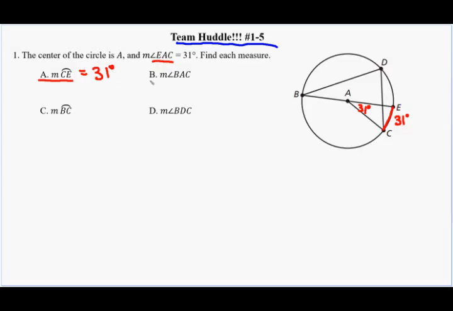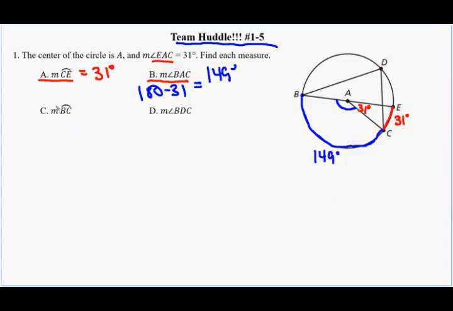Okay. Up next, part B, measure of angle BAC. Well, here's B to A to C, so we're looking for this angle. BE is the diameter, so that would be half of a circle, and we already have this 31 degrees taken up, so angle BAC is 180 minus 31, or 149 degrees. I'm going to mark that on my circle with blue ink. That 149 degrees.